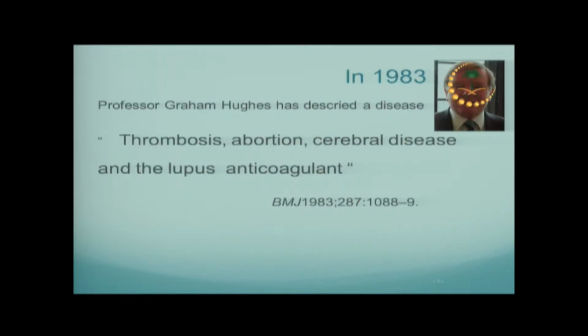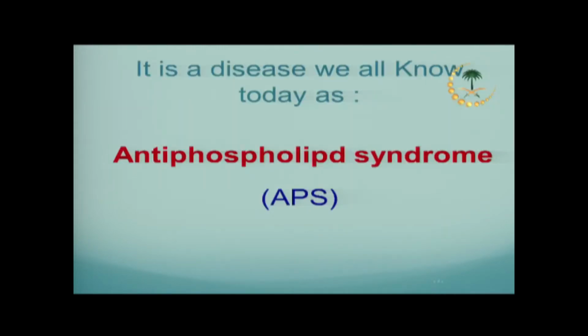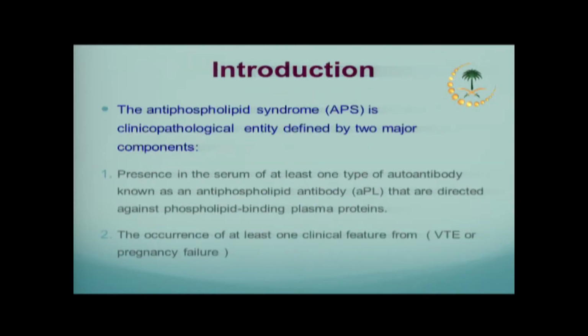We all know that in 1983, Professor Graham in London described a disease with an association between thrombosis, abortion, and cerebral disease with the presence of lupus anticoagulants. At that time, we didn't know about antiphospholipid syndrome. Later, the Rheumatology Society and the Hematology Society decided to come up with a name for that syndrome: antiphospholipid syndrome.